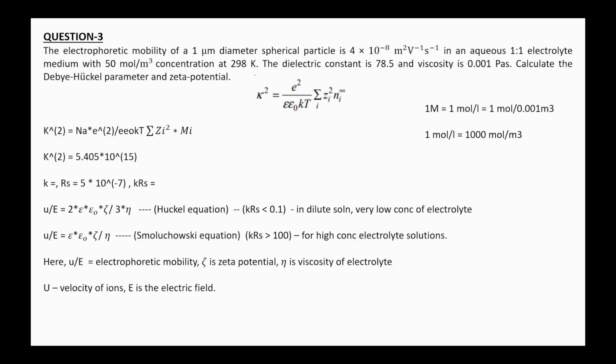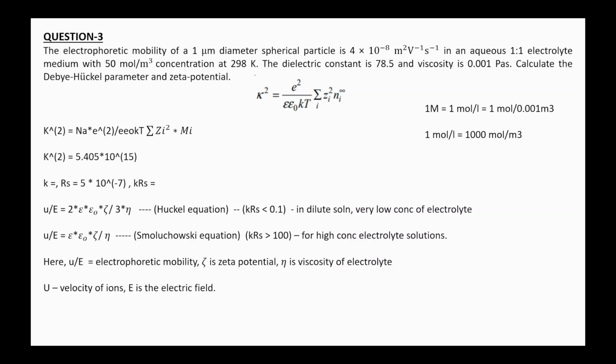Suppose the value of kappa rs comes out greater than 100, then you cannot use this Huckel equation in this case. You're supposed to use the Smoluchowski equation, which is nothing but U by E equals epsilon epsilon naught times zeta potential by eta, which is the viscosity. So this equation, the Smoluchowski equation, is valid for high concentration electrolyte solution. And if you see the difference between both the Huckel and the Smoluchowski equation, it just differs by a factor of 2 by 3.